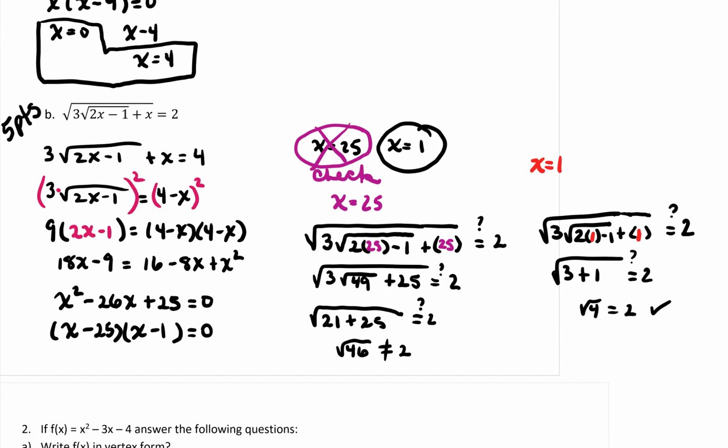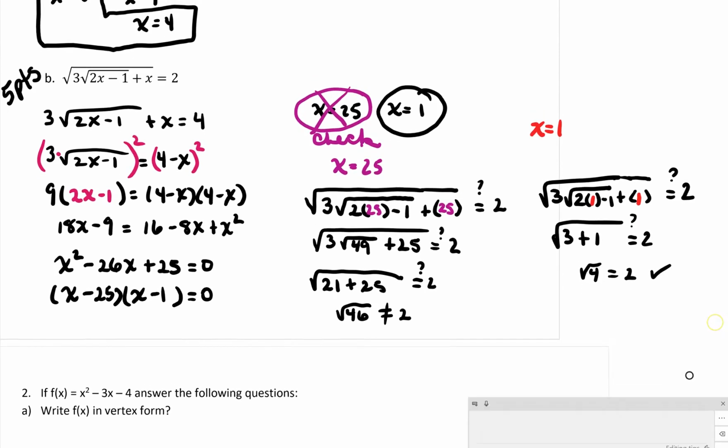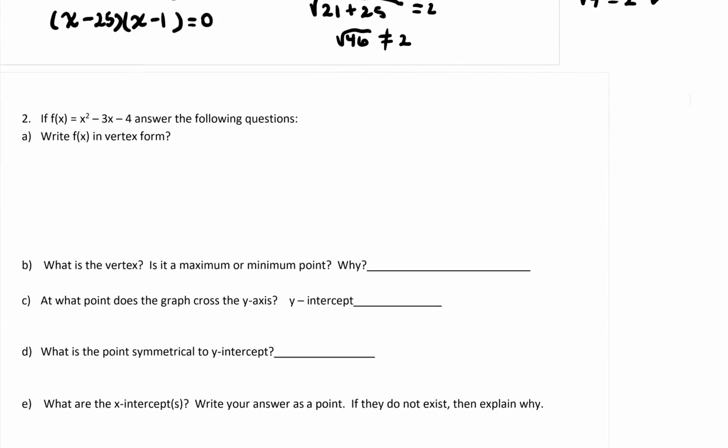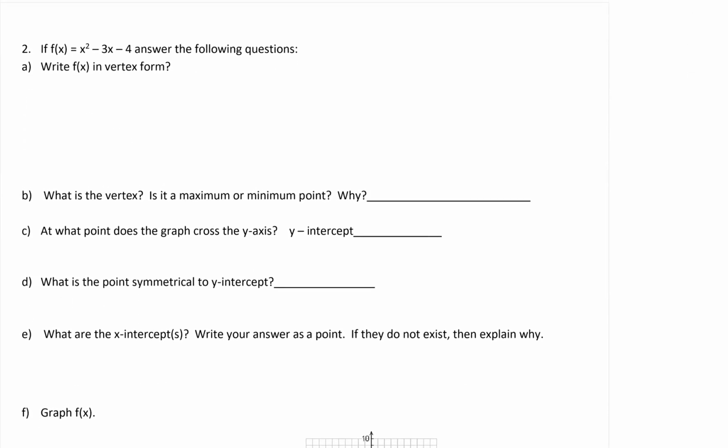So question 2 has a lot of information in it, lots of different parts. So let's go through number 2. Number 2 says if f of x is equal to x squared minus 3x minus 4, answer the following question. Write f of x in vertex form. So there's many different ways that we can write this in vertex form.